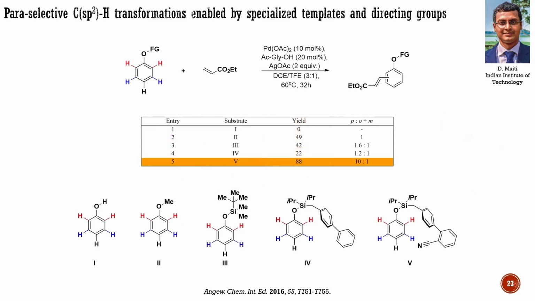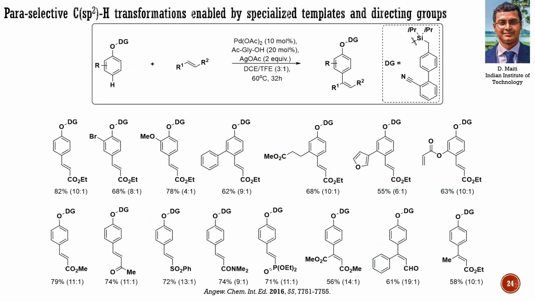They investigated the palladium-catalyzed C–H olefination of derivatives of phenol, as described here. Initially, they screened several templates, including control experiments without directing groups. It was found that unprotected phenols are not reactive, while protected phenols can be olefinated, though with poor selectivity. They observed good para-selectivity using the specialized template with a cyano group, which acts as a directing group for the catalyst. On this slide, one can observe the scope of the reaction.